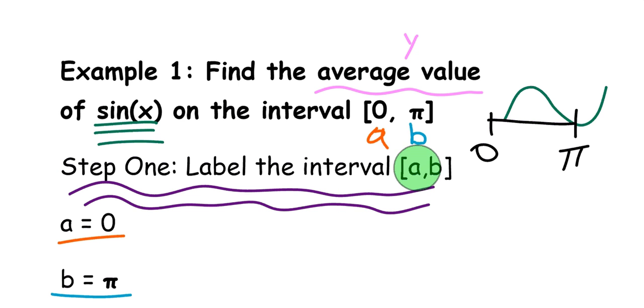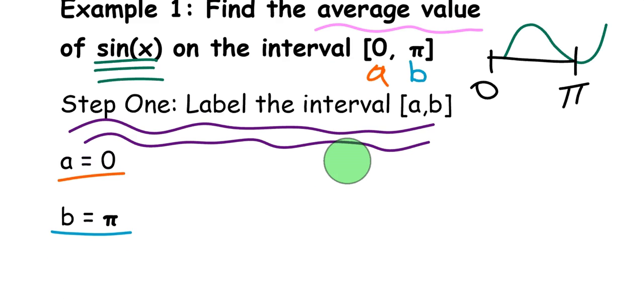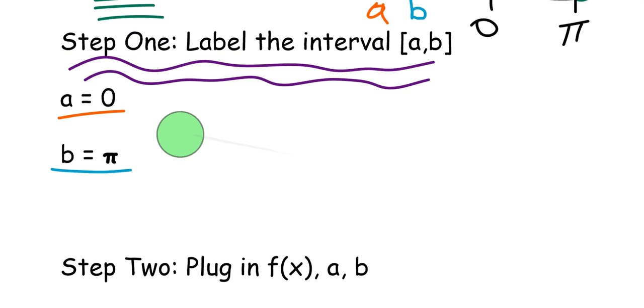Step 1 is going to be just to label your interval a to b. So my a value is going to be 0. My b value is going to be pi. Okay, so that's very simple, right? Just figuring out what a and b is, what your interval is.